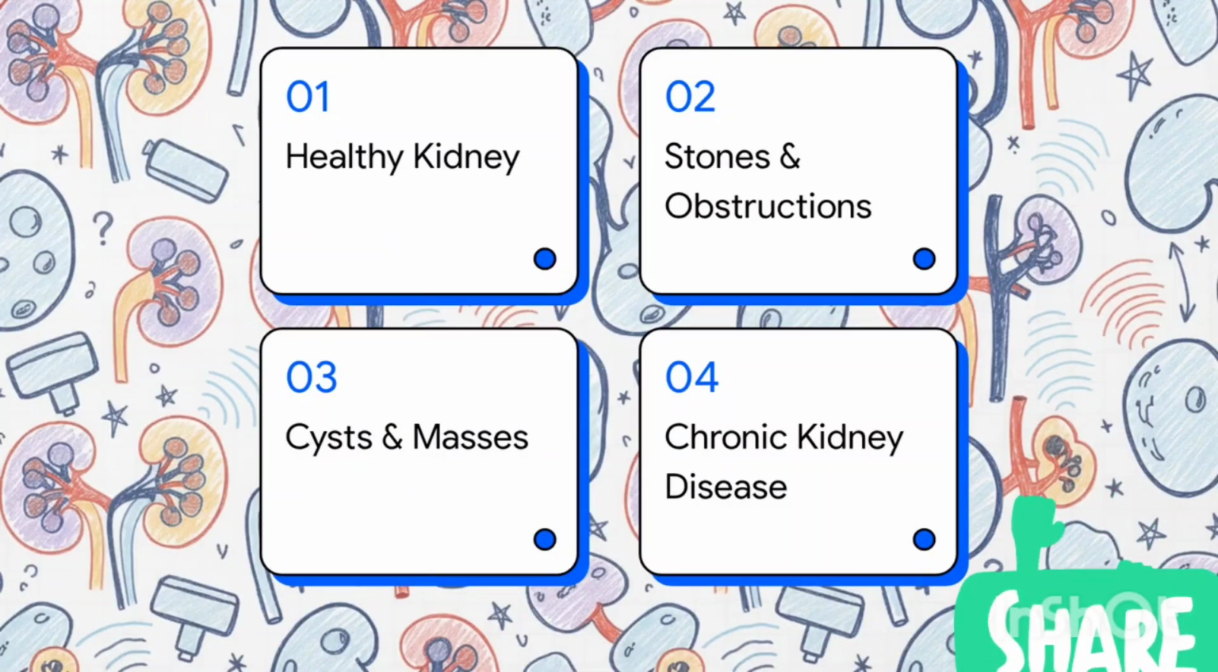Okay, let's dive into this diagnostic journey. Our roadmap today covers: 1. The healthy kidney, 2. Stones and obstructions, 3. Cysts and masses, and 4. Chronic kidney disease. As we go through this, I want you to start thinking like a sonographer, always looking from the healthy baseline to spot any deviation.